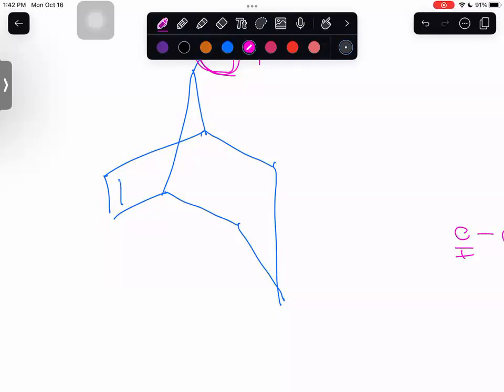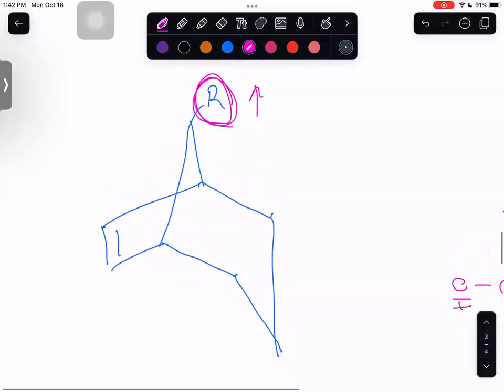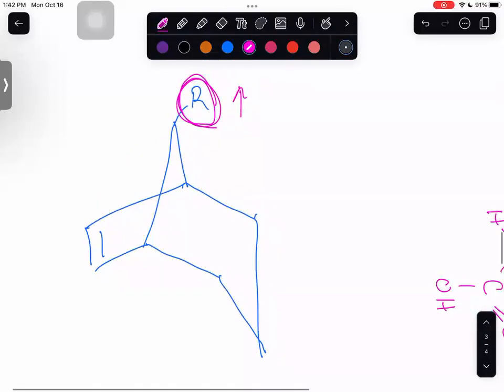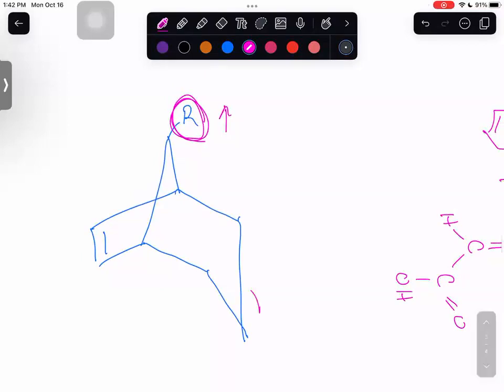In this case, it's the same process. Our group is pointing up. The largest ring is pointing down. They're trans to each other, therefore they're endo. Trans means endo. Exo is cis.